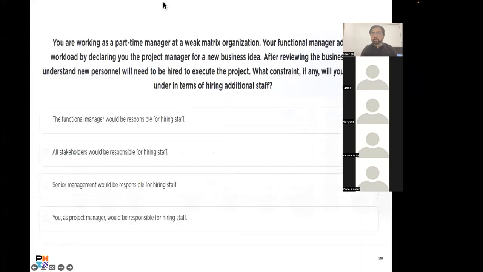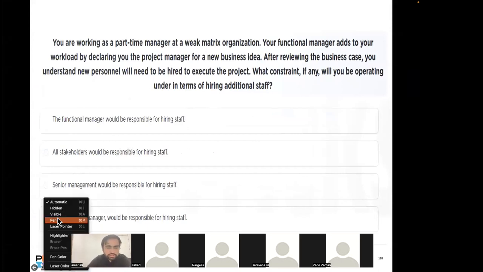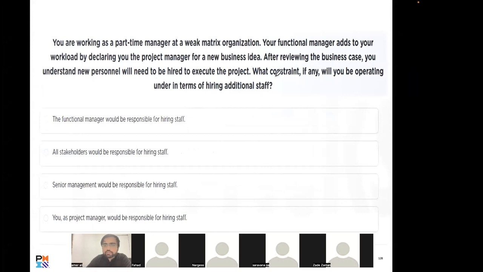Okay, I'll solve this question myself. Then the next questions I will give to the people. What constraint, if any, will you be operating under in terms of hiring additional staff? So the question is talking about some hiring thing. You want to hire someone.